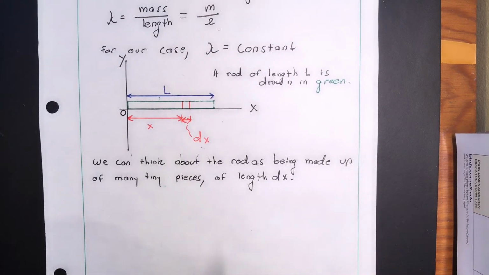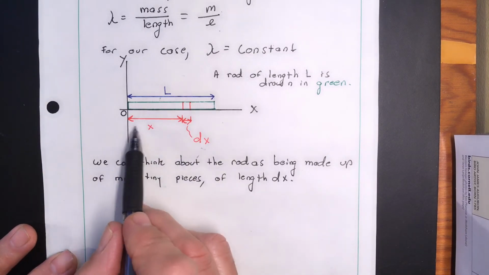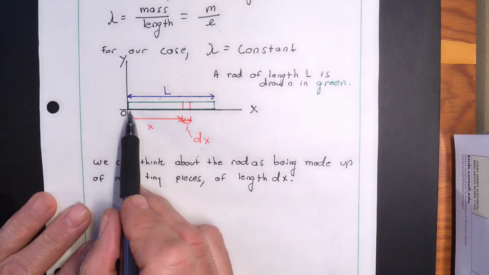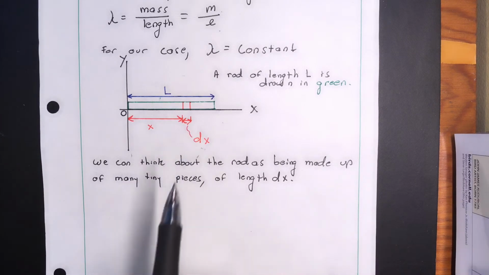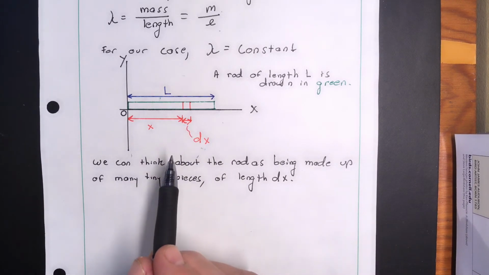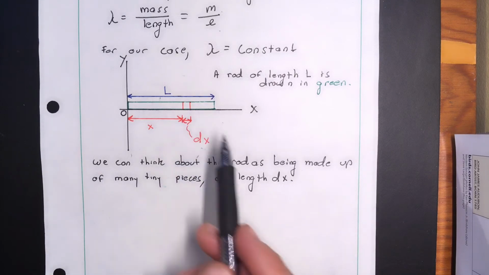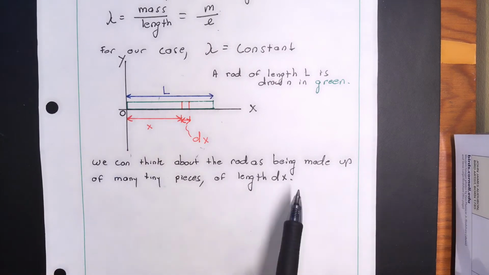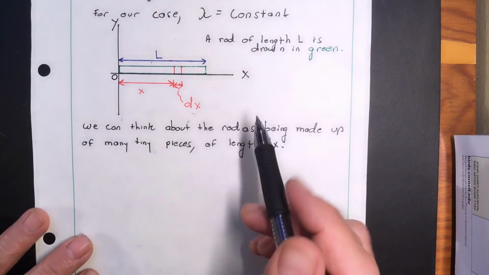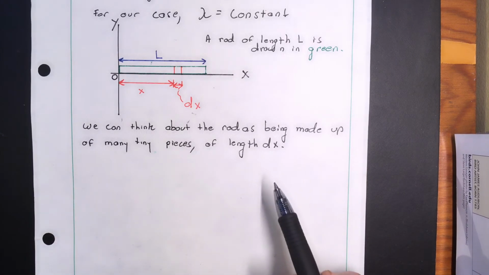So let's set this up here. We have our rod. Its fixed length is L. X is the distance from the origin to any point along the rod. Dx is the width of the little infinitesimal pieces that we're going to break this rod up into. As we do in calculus, think of the rod as being made up of many tiny pieces of length dx.